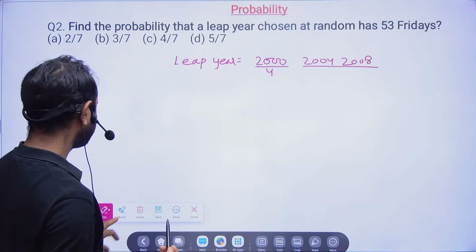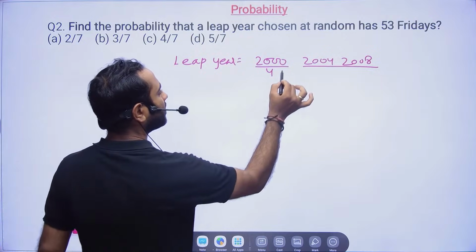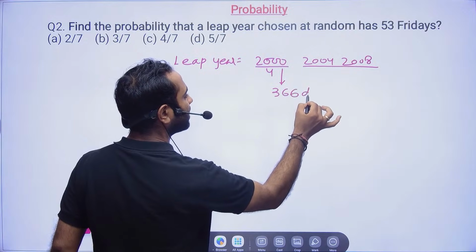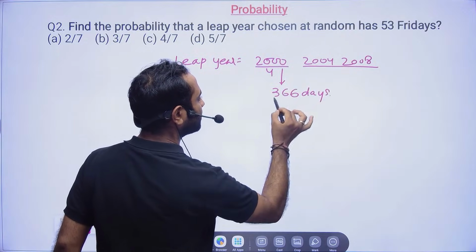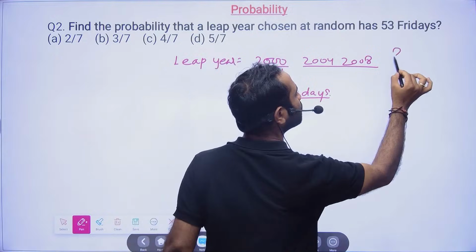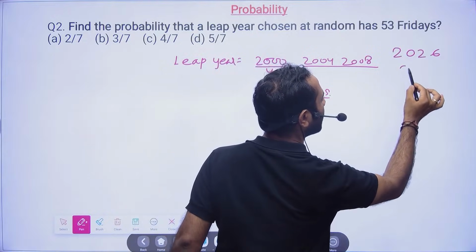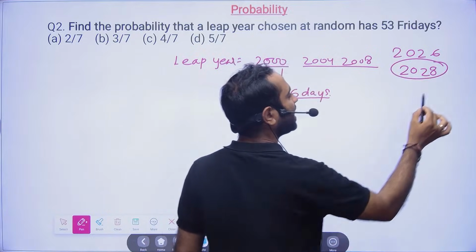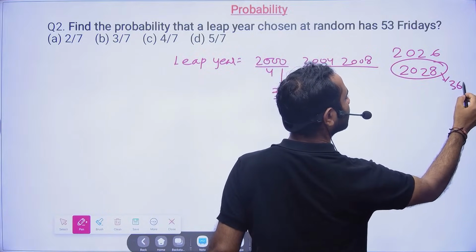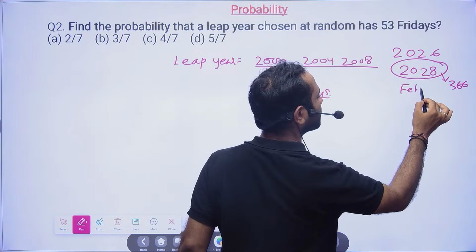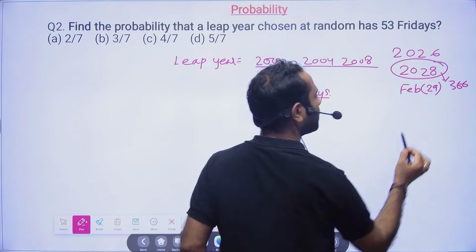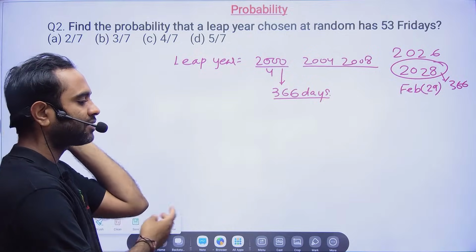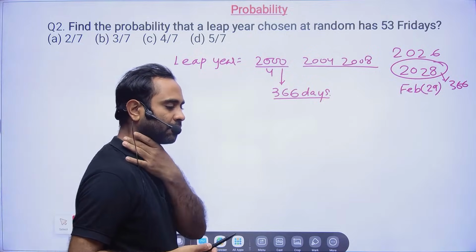Now, what is the beauty of a leap year? In a leap year there will be 366 days, and February has 29 days. If you understand, February will be 29 days in a leap year.